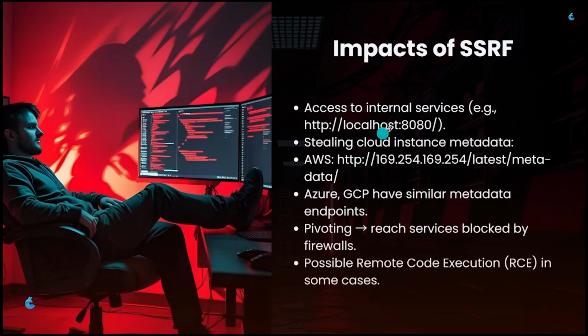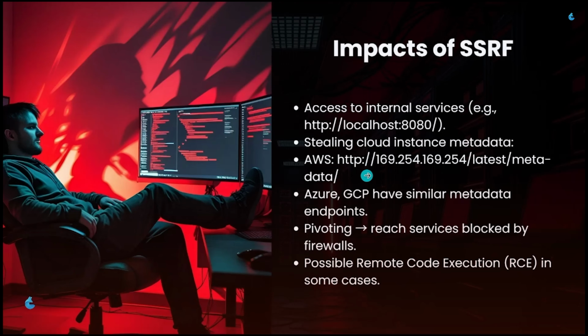Now, some of the real-world impacts of SSRF. First, internal service access. As I said, attackers can query services like databases, Redis, or Elasticsearch running on private IP ranges within the organization. Then we have cloud metadata theft. In AWS, there is a particular metadata URL that can reveal sensitive credentials if you are able to access it.